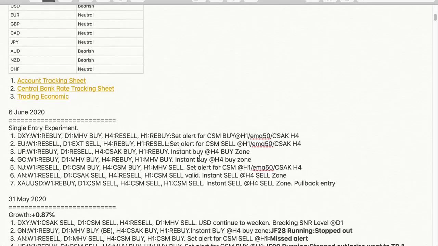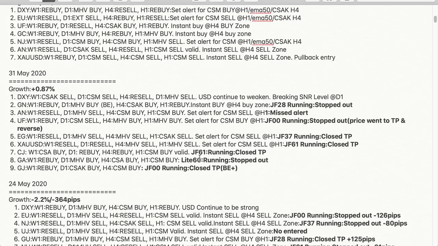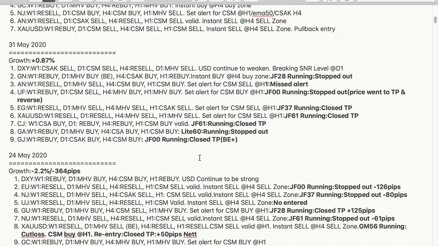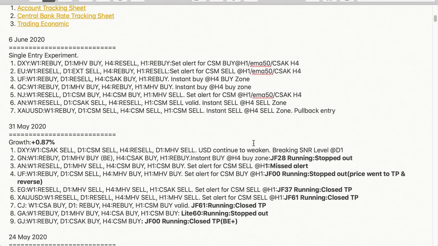Let's review last week's trade. Last week was the NFP week for USD. Our growth was 0.87%. Due to the volatile market, most of our trades were stopped out. However, the winning trade was able to generate the profit and we ended up with a positive week. Let's look at this week's setup.